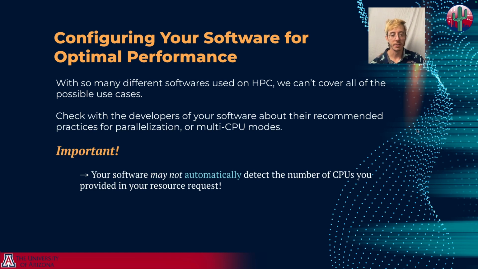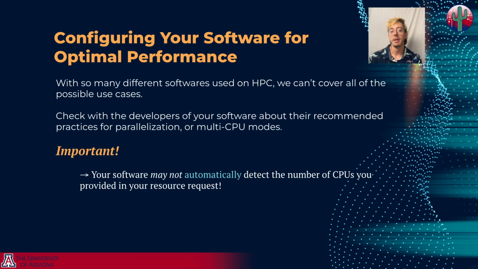So this is very common. It might be possible that you request 16 CPUs, but your software is really only utilizing one of them because it doesn't know how to access those other CPUs. So this is an important distinction between, say, an HPC and your local laptop. If I open up my web browser and open up a bunch of tabs, my computer just knows how to use the CPUs that are available to it. It's not going to restrict it just to one.